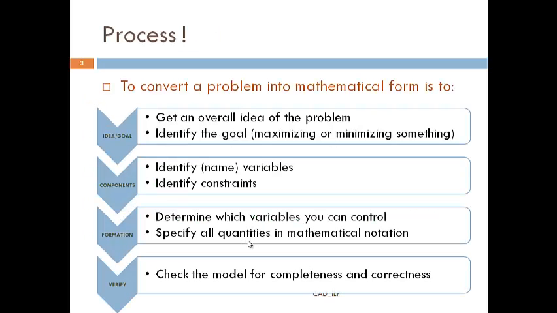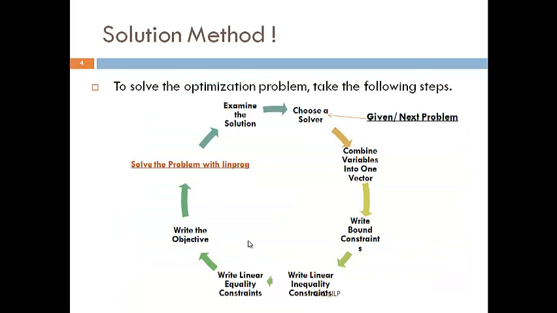So generally, to convert a problem into a mathematical form, we need to have some specific forms. That is, we need to have an ideal goal and components, and then we need to form the variables, and then at last we need to verify the corresponding model with the applied input and the obtained output. The solution method can be as shown here.